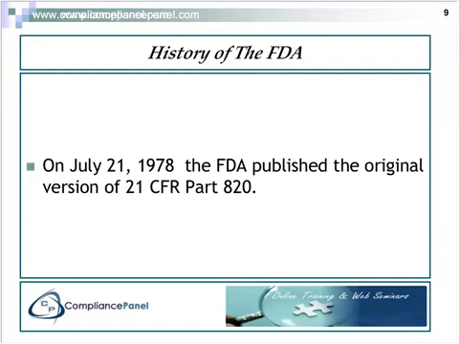So on July 21st, 1978, as I said earlier, the FDA published the original version of 21 CFR Part 820, which is the Code of Federal Regulations associated with the quality system control of medical devices. And currently, 21 CFR Part 820 is pretty much aligned with ISO 13485, which you all know is an international standard specific to medical devices, and we'll get into the details a little bit more.